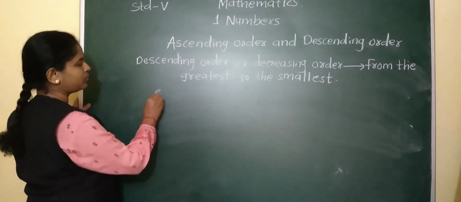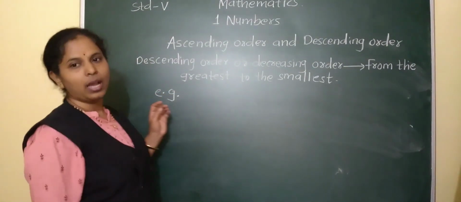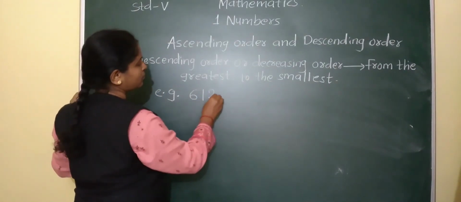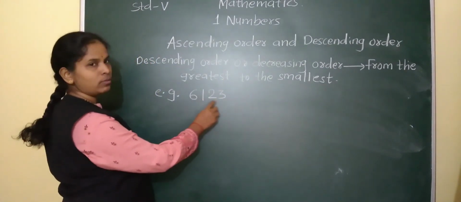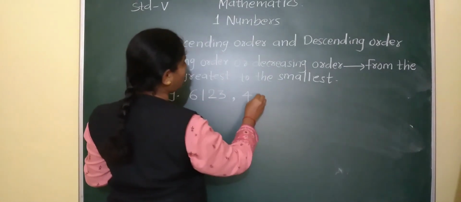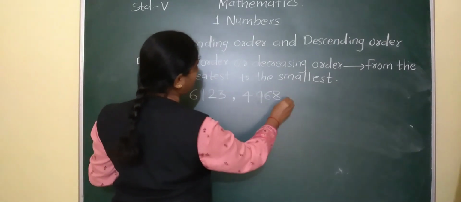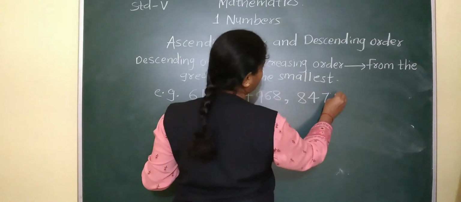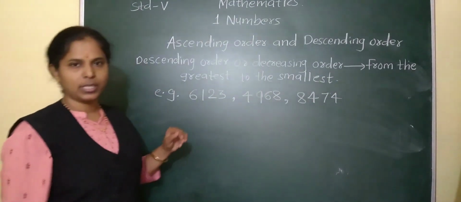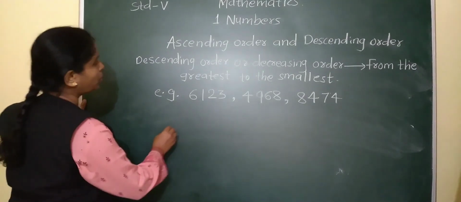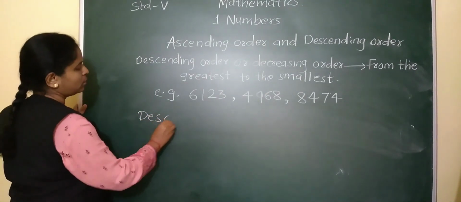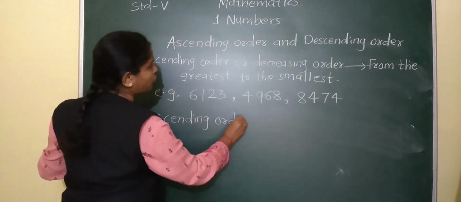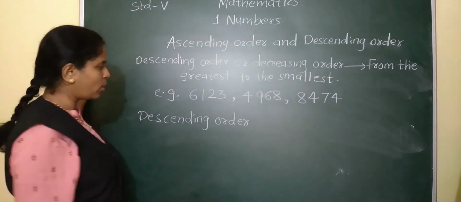For example, I will write the numbers. Now see, 6,123, then 4,968, and 8,474. These three numbers are there. Now we want to write the descending order. Then for that, what do we have to do? We have to arrange the numbers from greatest to smallest.